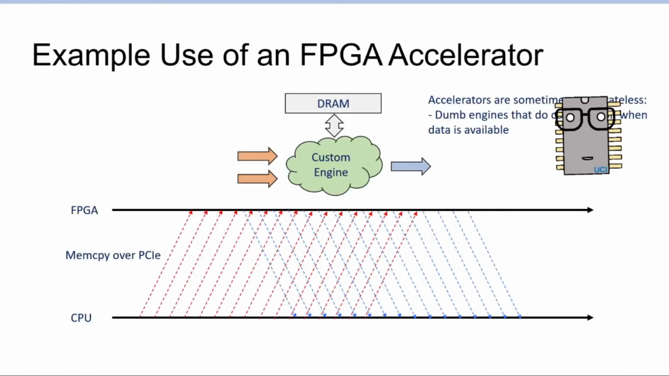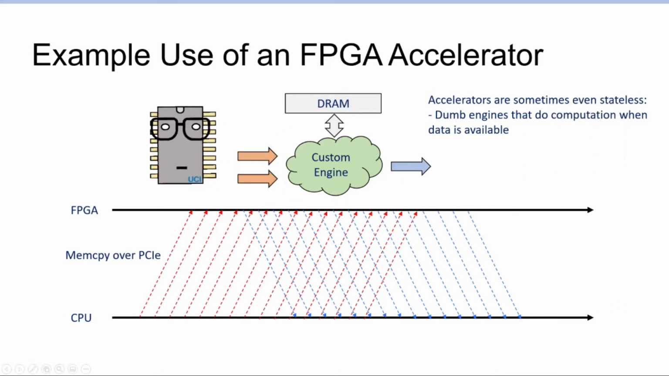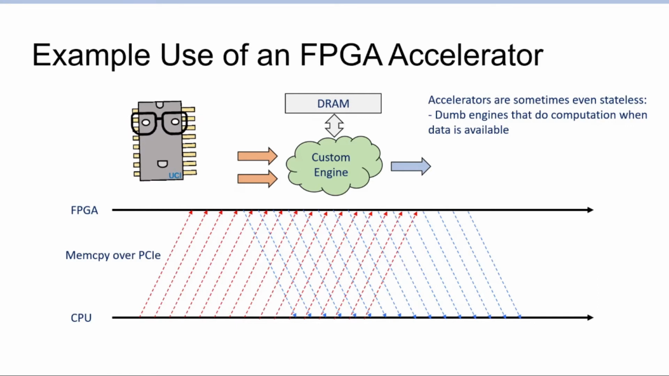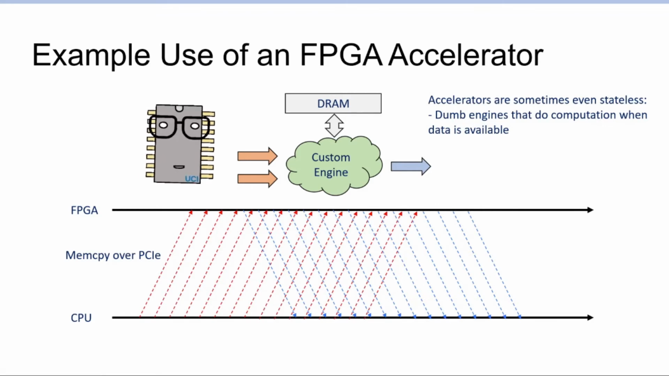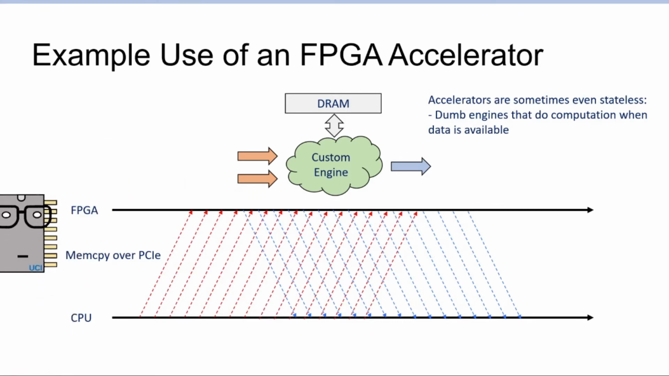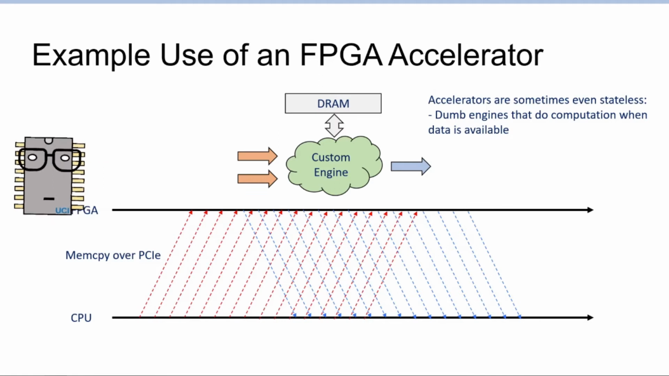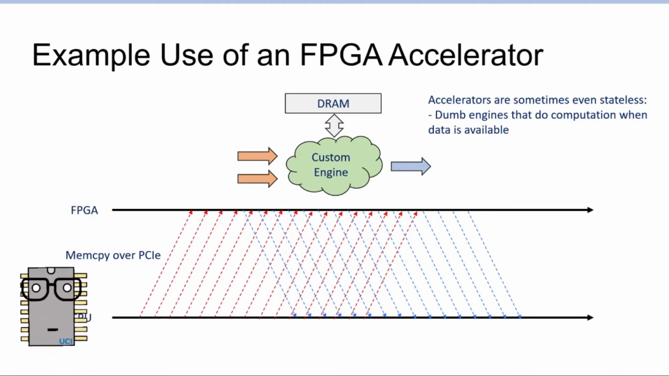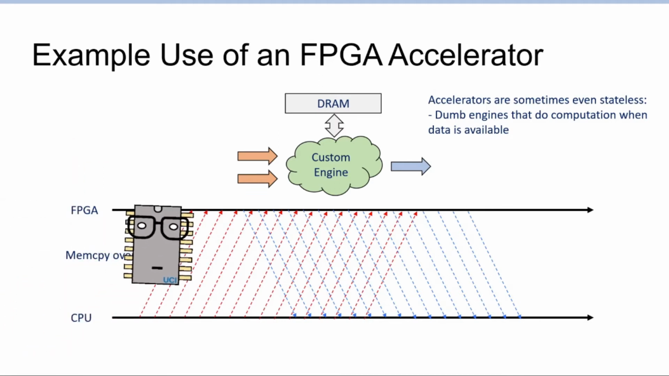And how we use FPGAs also depends on the architecture and the positioning of the FPGA. But if we just look at the PCIe attached accelerator that we looked at in the previous slide, the use of an FPGA accelerator is kind of similar to what we did with GPUs as well. We have the CPU, we have the FPGA, time moving forward. And if there's data we want to process, we copy it over PCIe to the FPGA.